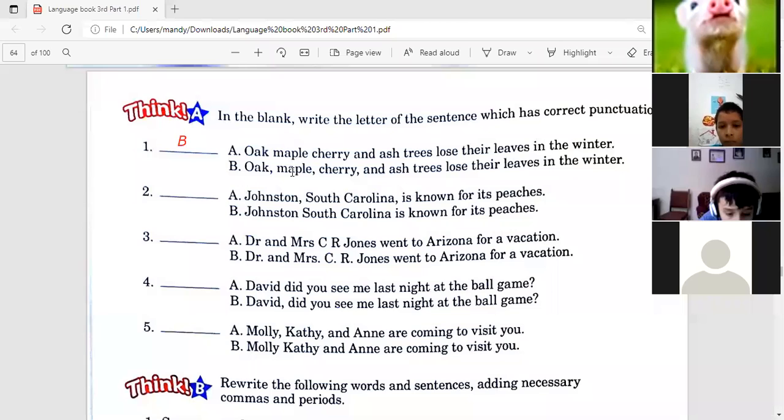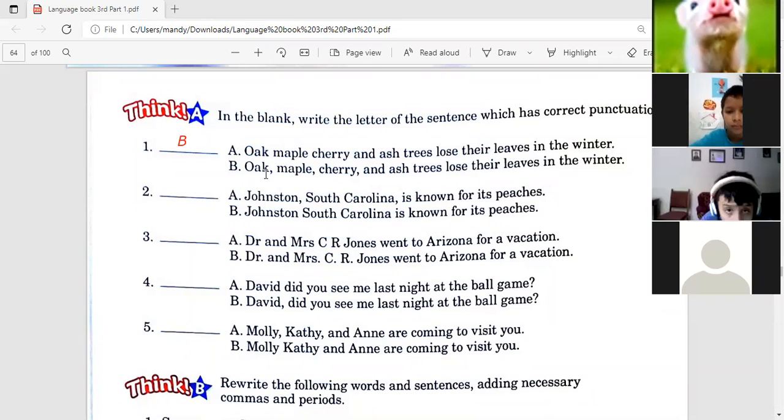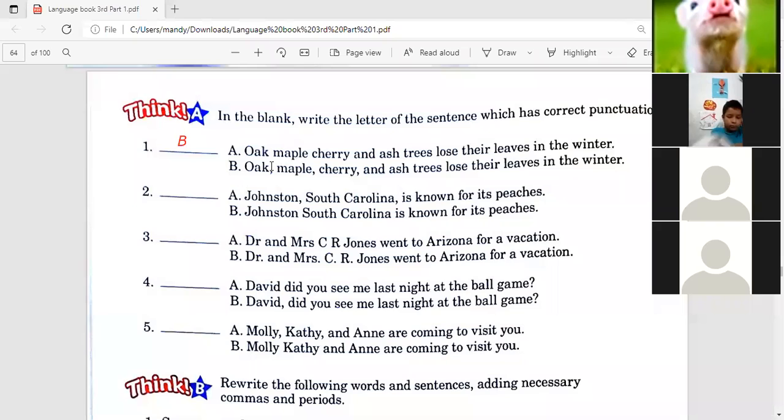Remember, we use a comma for separate a series of things. In that case, we have a series of trees. Oak, maple, cherry, ash. Yes, all of these one are kind of trees. So we separate by the comma. For that reason, this one is the correct sentence. Number two, Johnston, South Carolina is known for its peaches.